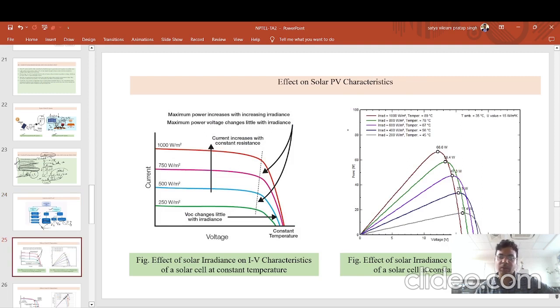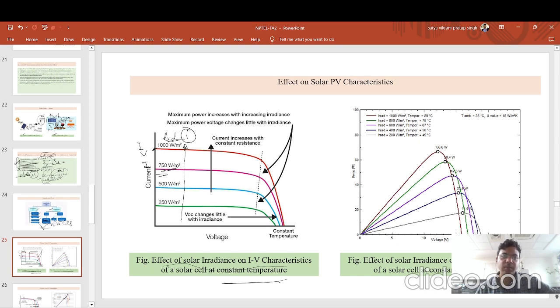Coming to the effect on the solar PV characteristic. First is the effect of solar irradiance on the IV characteristic at a constant temperature. If you see the red color, this is 1000 watt per meter square, and the second one is 750 watt per meter square. So the current level at 1000 irradiance is higher as compared to the 750 level current. So what you will infer from that is, if you increase the irradiance, the current ISC will increase.